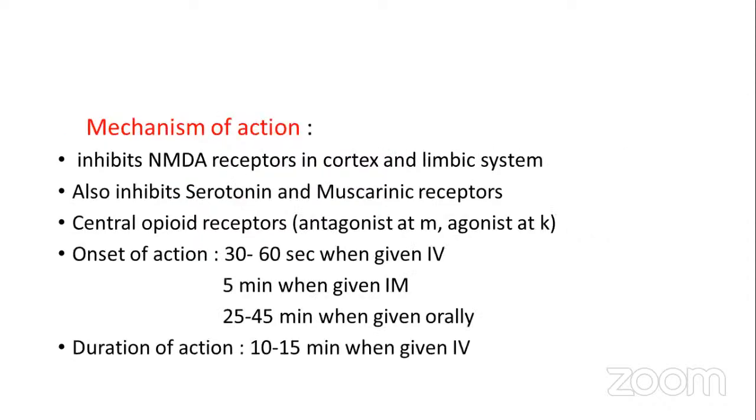Mechanism of action: it inhibits NMDA receptors in the cortex and limbic system. It also inhibits serotonin and muscarinic receptors. It also acts on opioid receptors, as an antagonist at mu receptors and agonist at kappa receptors. When given IV, it has an onset of action within 30 to 60 seconds, when given IM, within 5 minutes, and orally 25 to 45 minutes. Duration of action is 10 to 15 minutes when given IV.